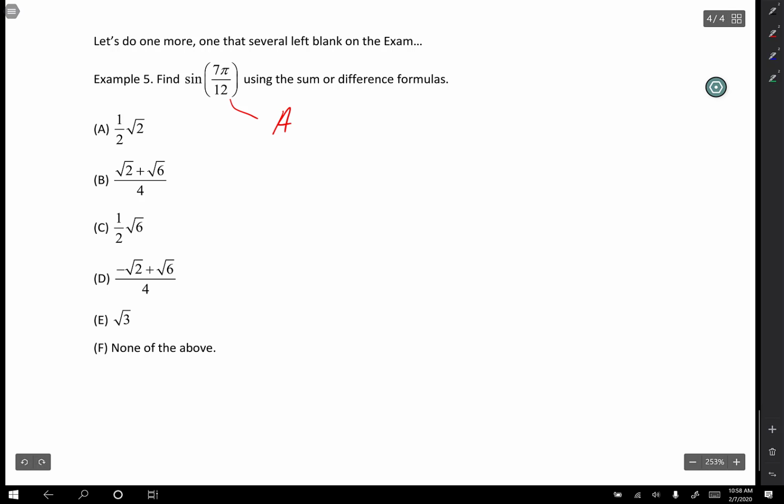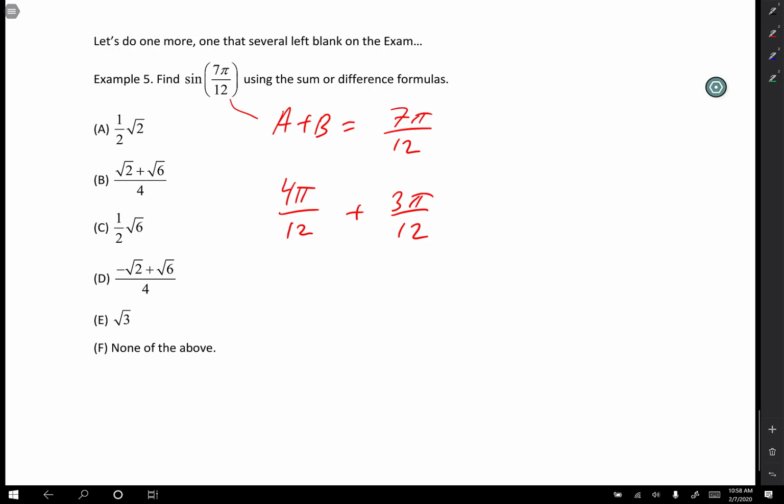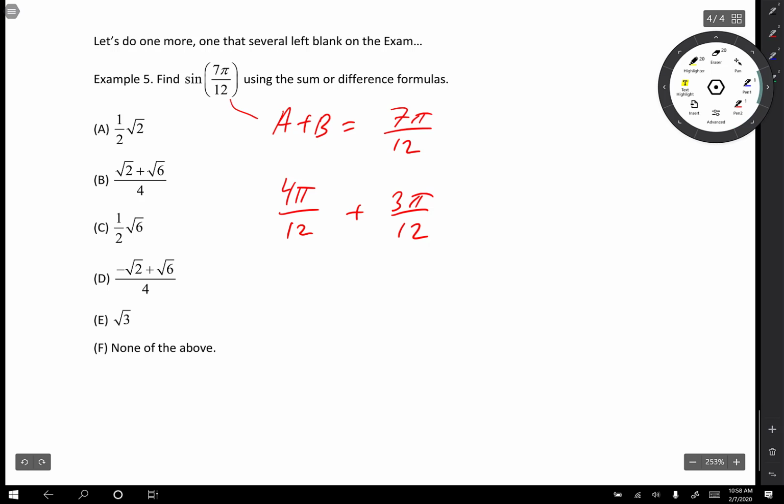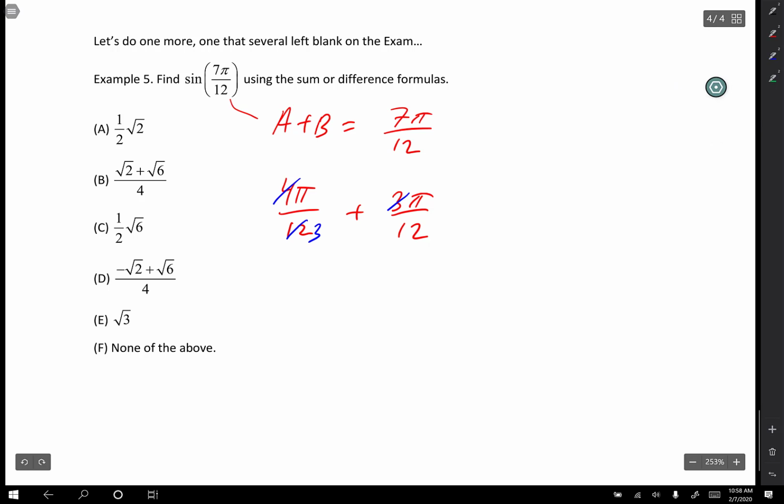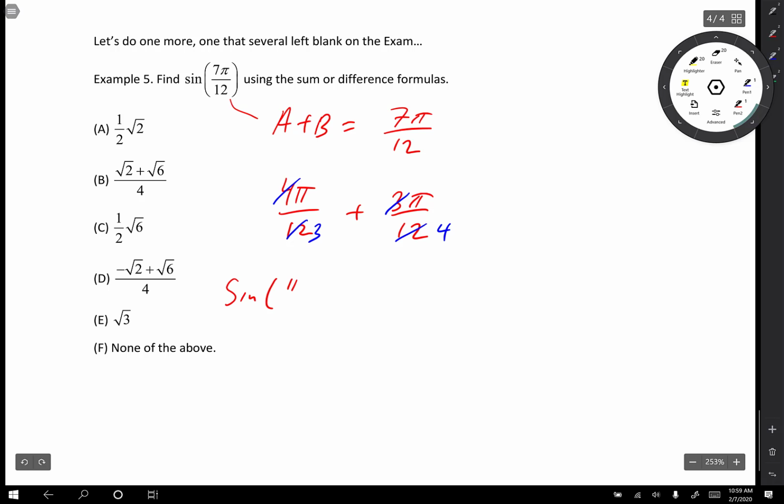So on this one, you have to choose two angles that add up to 7 pi over 12. And try to choose angles that are perfect on the unit circle. So most that did get it right chose these numbers. 4 plus 3 is 7. And 4 over 12 and 3 over 12, they reduce. So notice 4 goes into 12 3 times. 3 goes into 12 4 times. So this expression here is the same thing as saying sine of pi over 3 plus pi over 4. That's the same thing as saying sine of 7 pi over 12.